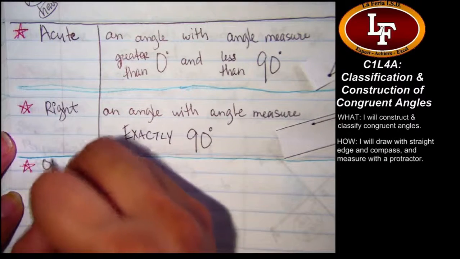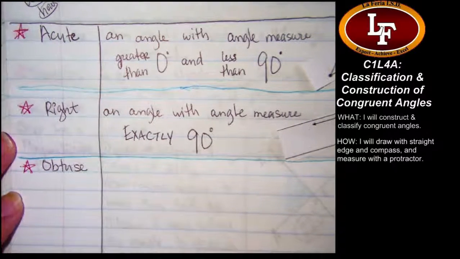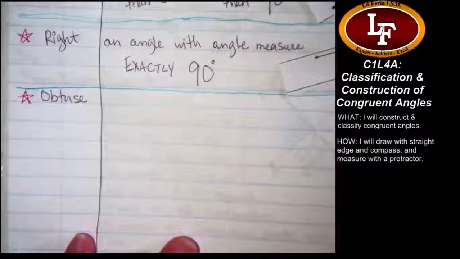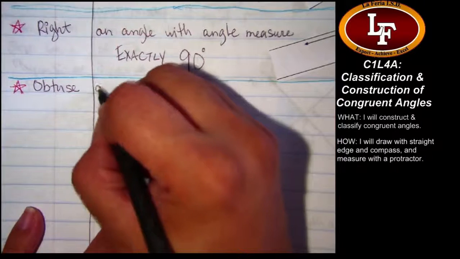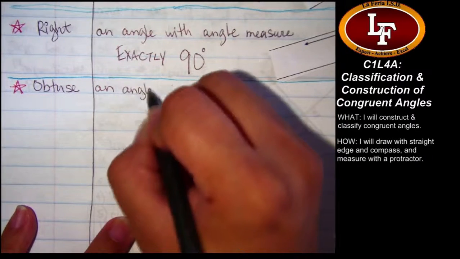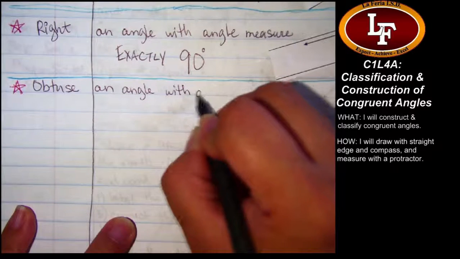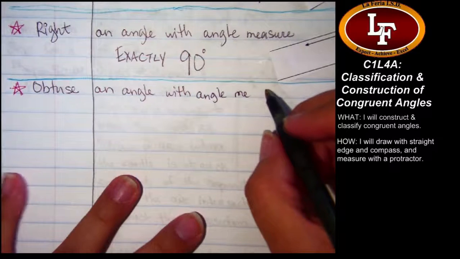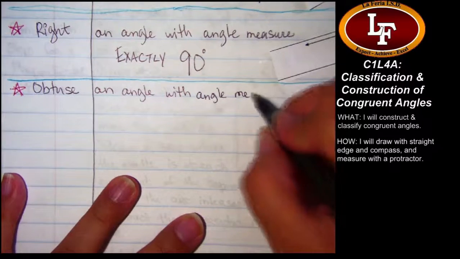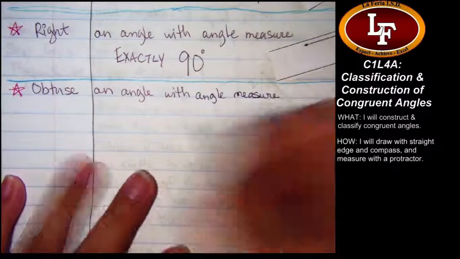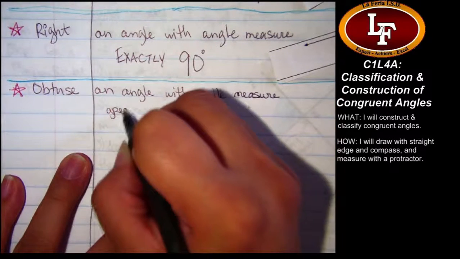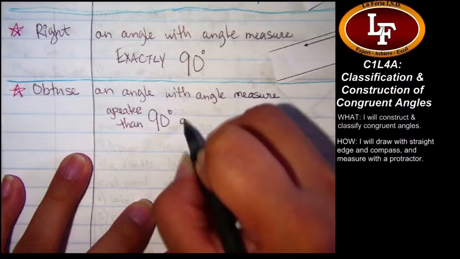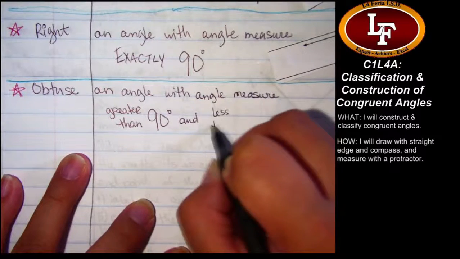The next one is obtuse. What's the measure for an angle that is an obtuse angle? More than 90, but less than 180. It's an angle measure that is greater than 90 and less than 180.